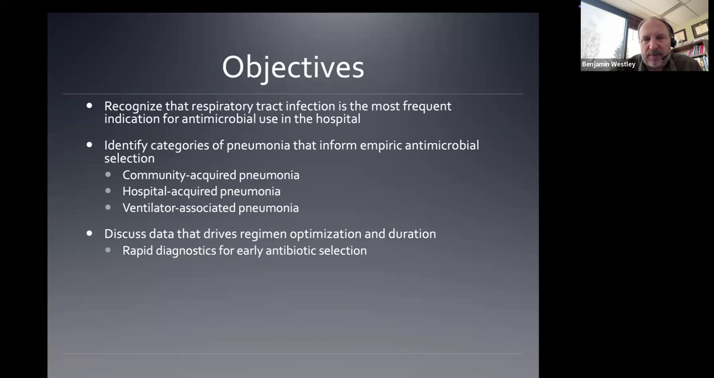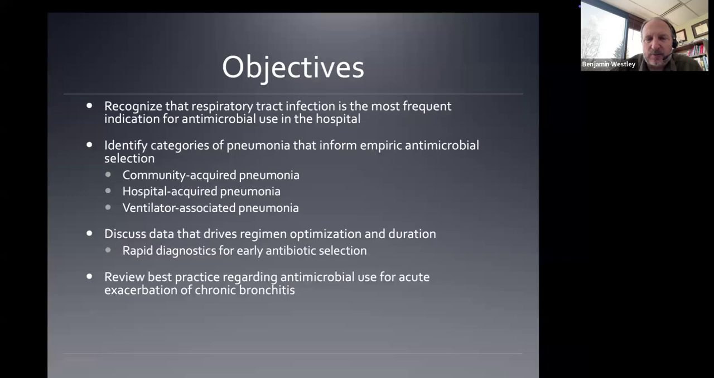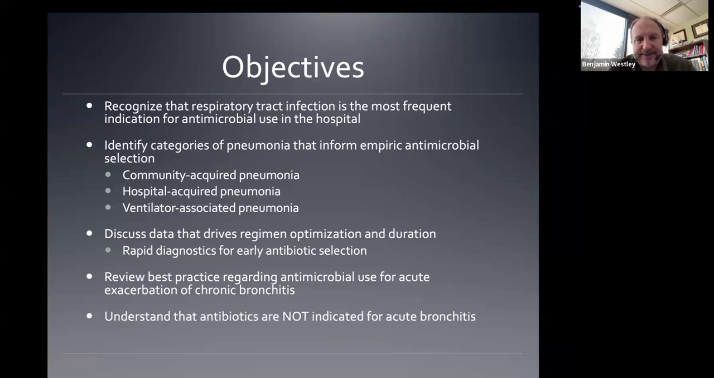And then we're going to talk about what data drives how we choose what to use and how long to treat it. And we'll talk a little bit about some rapid diagnostics that can help early narrow our antibiotics when we need to use broader regimens. And then we're going to talk about best practice for antibiotics for COPD exacerbation or exacerbation of chronic bronchitis, and then reiterate that antibiotics should not be given for acute bronchitis.